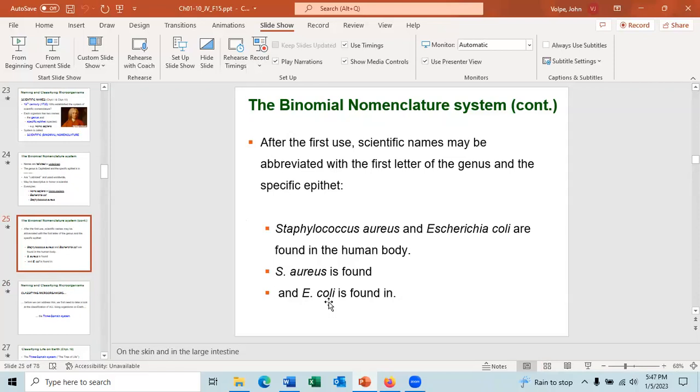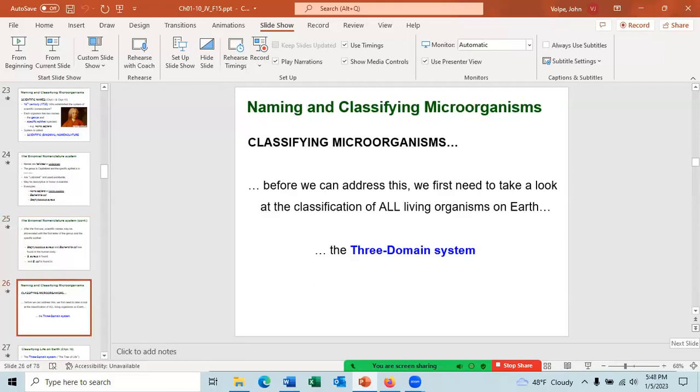Almost everybody calls it E. coli. After using Staphylococcus aureus in a paper the first time, you may then abbreviate it S. aureus for all other uses of the name in the paper. Any question about any of that? All right, so that's the naming.